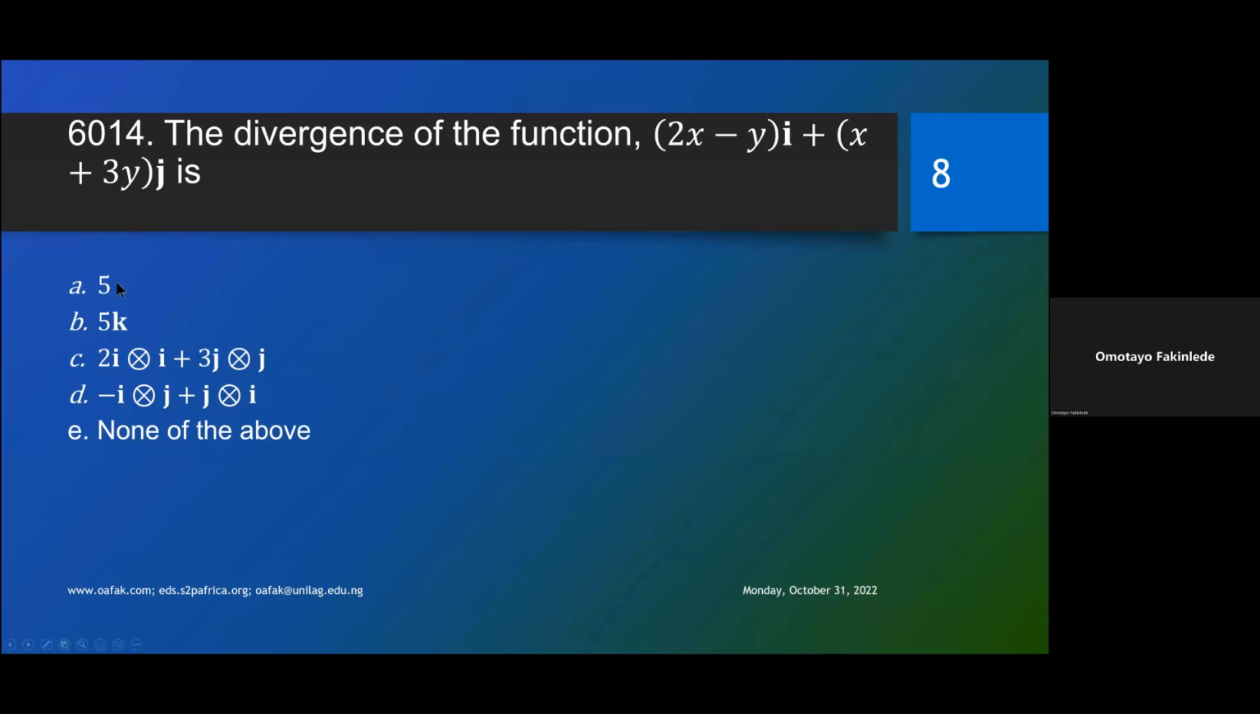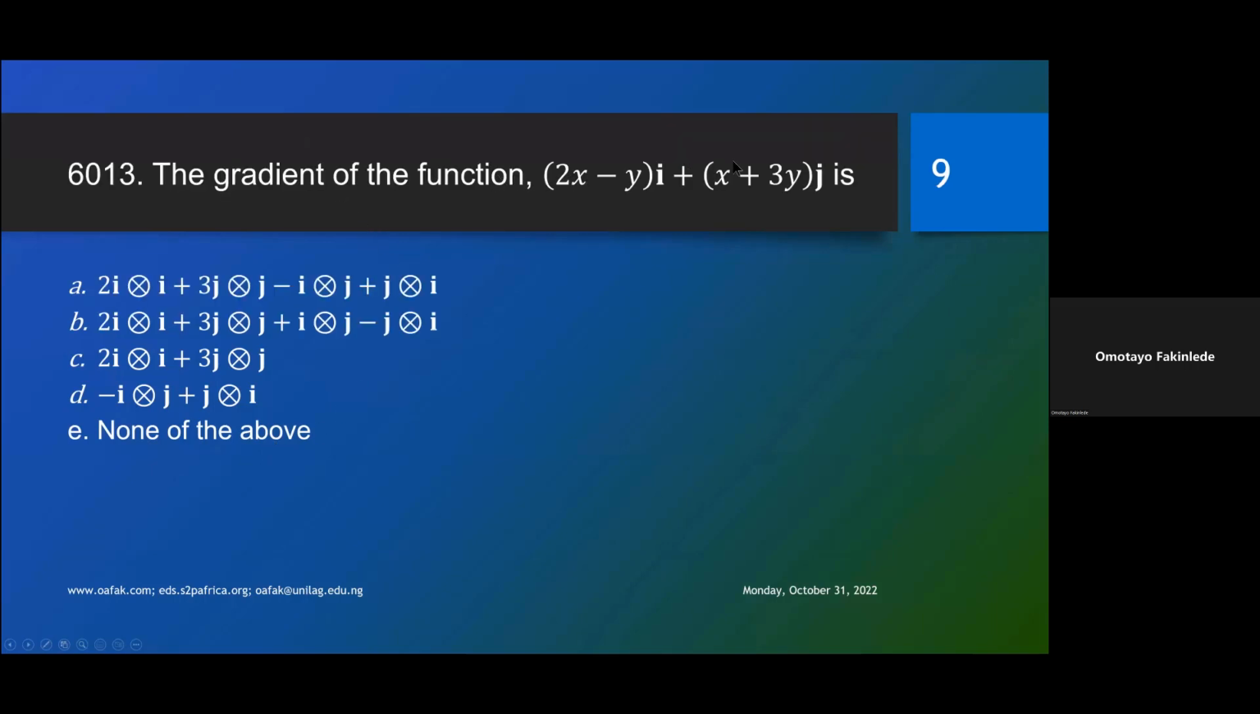So the answer should be either 5A or E. So these three cannot be the answer. If it's a vector, the divergence should be a scalar, and then just check that the answer here is 5, not 5K. Because if you take 5K, it shows that you do not understand that the divergence of the vector is supposed to be a scalar quantity and not a vector quantity. So that is that.